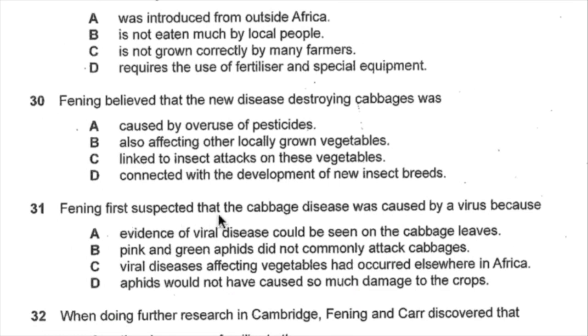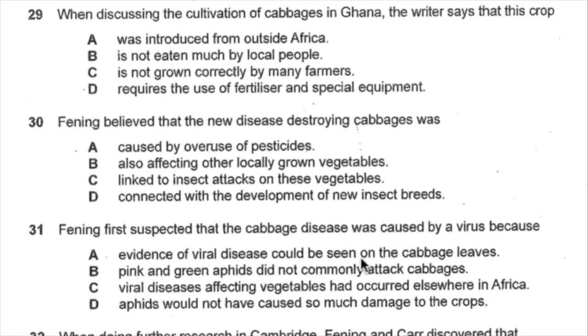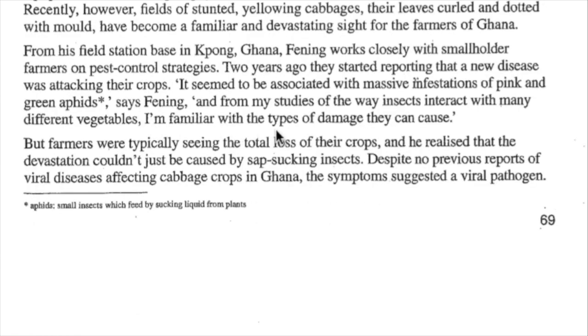Fenning first suspected that cabbage disease was caused by a virus. Okay. Evidence of viral disease could be seen on cabbage leaves. Okay. Pink and green aphids did not commonly attack cabbages. Viral diseases affecting vegetables had occurred elsewhere in Africa. Aphids would not have caused so much damage to the crops. Okay. He is applying his own notion, saying that I am familiar with how the pink and green aphids cause so much damage.